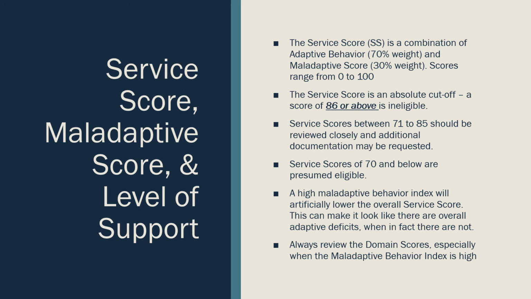So, service score, maladaptive score, and level of support. This is where it will summarize the scores of each section of the ICAP. The service score is a combination of the adaptive behavior, which has a 70% weight on the score, and the maladaptive score, which has a 30% weight, and the scores range from 0 to 100. The service score is an absolute cutoff.